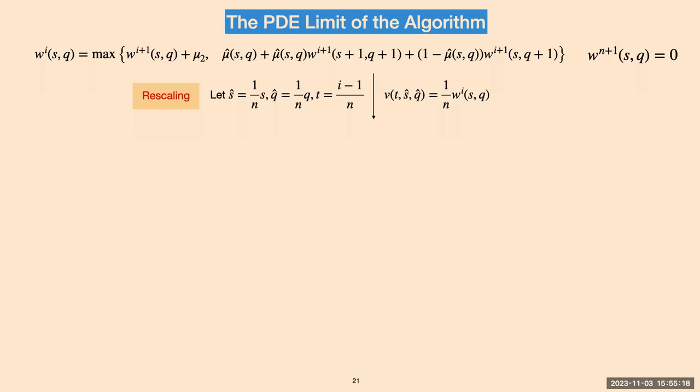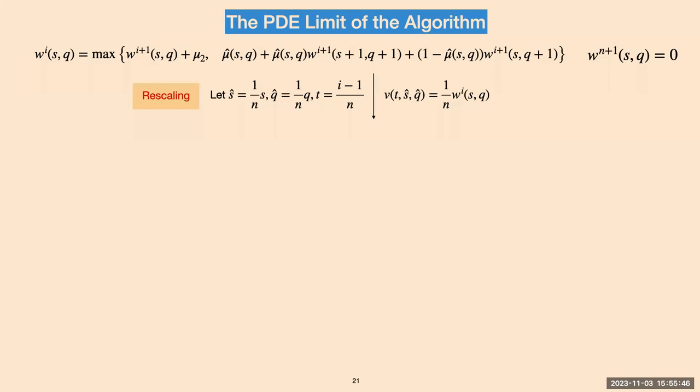And same as Q hat. Q is the number of pulls for each arm, and therefore we also rescale it by 1 over n. And S hat here is the cumulative reward, and we rescale it by 1 over n. Later, we will see there is also some different kind of rescaling, and you will result in different kinds of PDEs. Okay.